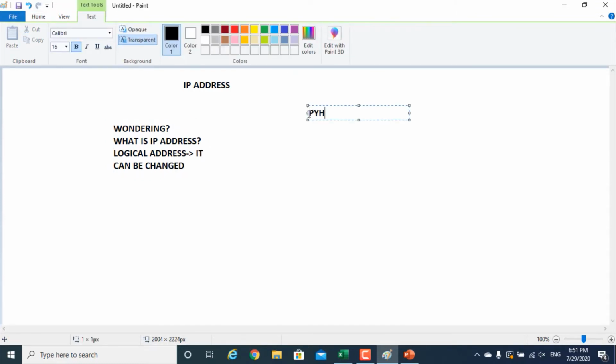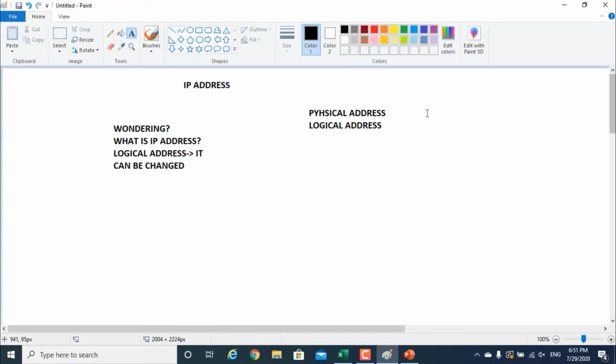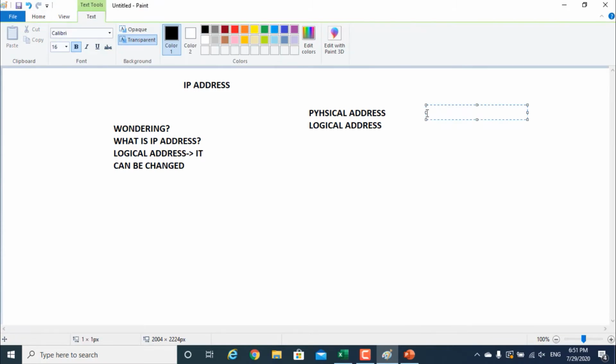We have a physical address and we have a logical address. The physical address is the one that is not changeable. It is already born, so you cannot change it. For example, that is the MAC address. The MAC address is the physical address, which is born in the NIC, the Network Interface Card. So it's not changeable. It's set by the manufacturer of that company.